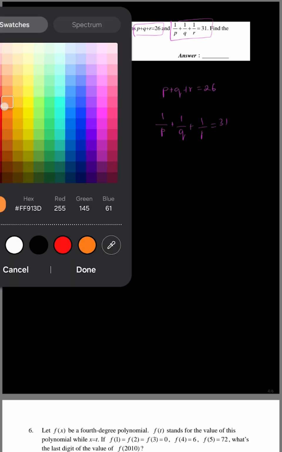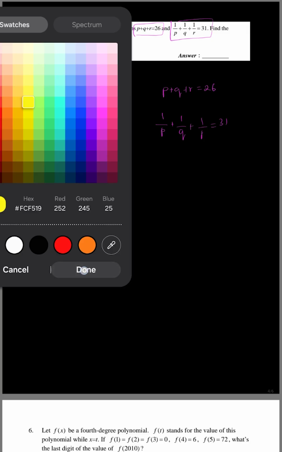So there's a specific equation, like it's actually two equations. The first equation goes like P plus Q plus R is equal to 26. The next equation goes like 1 over P plus 1 over Q plus 1 over R is equal to 31. So there are two equations and these real numbers are satisfying these equations. And the question goes like, if it is satisfied, they are asking us to calculate the value of the expression that was given here.